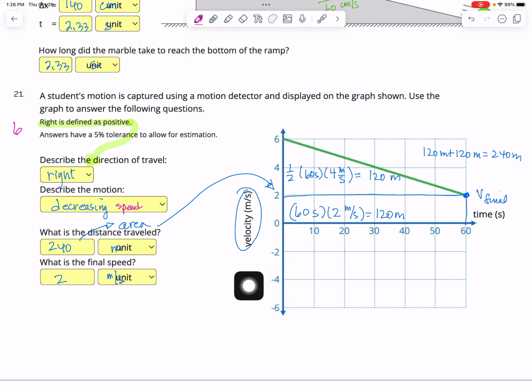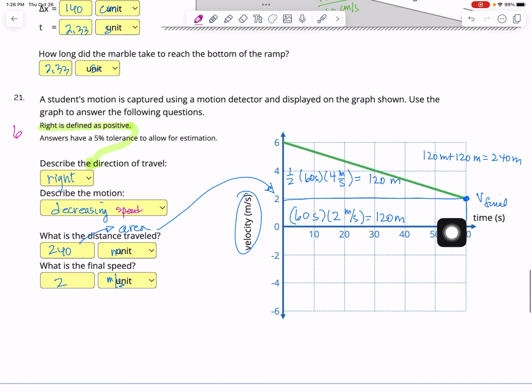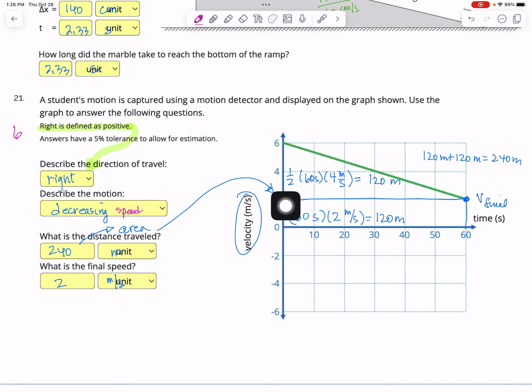And then my distance traveled is the area, so I calculate the area. I've got a rectangle, which is 60 times 2 is 120 meters, plus a triangle, 1/2, base is 60, height is 4. So rectangle plus triangle to give me total area of 240 meters. And so 240 meters, and then the final speed, I just read off the graph. Final speed is right here, and that is 2 meters per second.